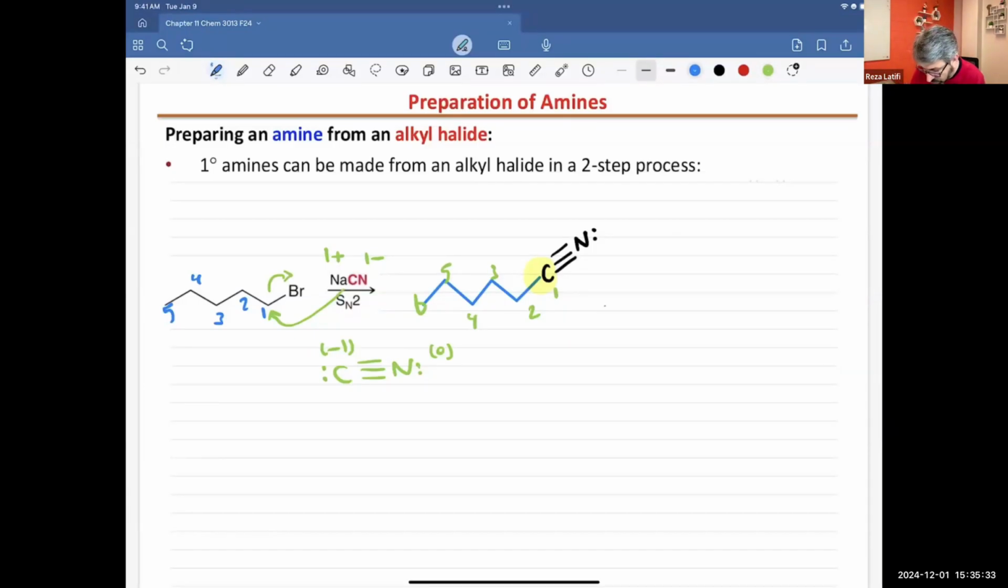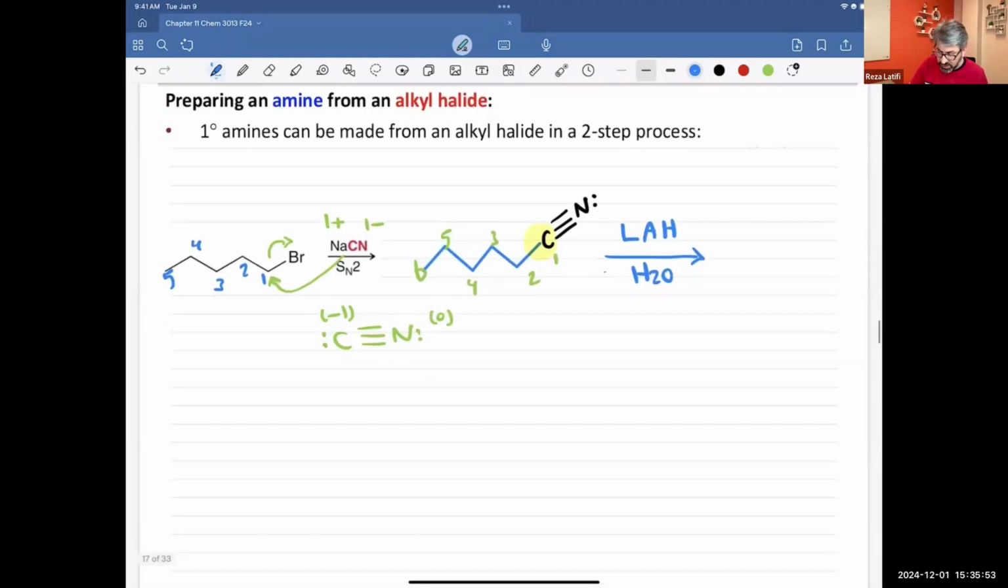Next step, I will reduce this cyanide group, and I can use lithium aluminum hydride with H2O. If I run reducing agents like lithium aluminum hydride, I will get this compound, 1, 2, 3, 4, 5, 6, and now I will have NH2.